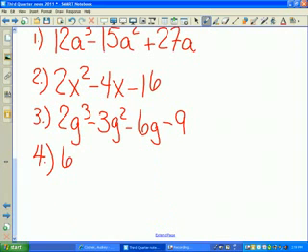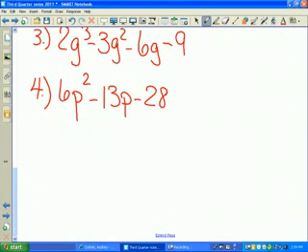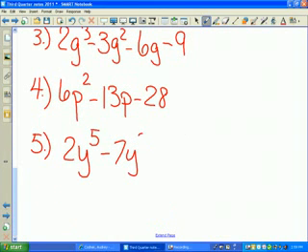Okay, for number 4, we had 6p squared, sorry, not cubed, minus 13p minus 28. And then lastly, for number 5, we had 2y to the 5th minus 7y squared. Okay, so if you got all 5 of them correct, congratulations, means you're on your way.